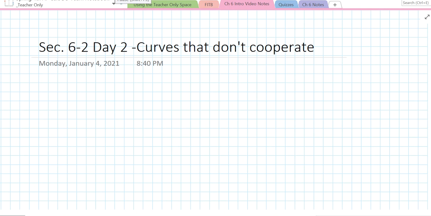Today we're going to look at curves that don't cooperate. So what if I give you one of my favorite functions? We learned this yesterday.